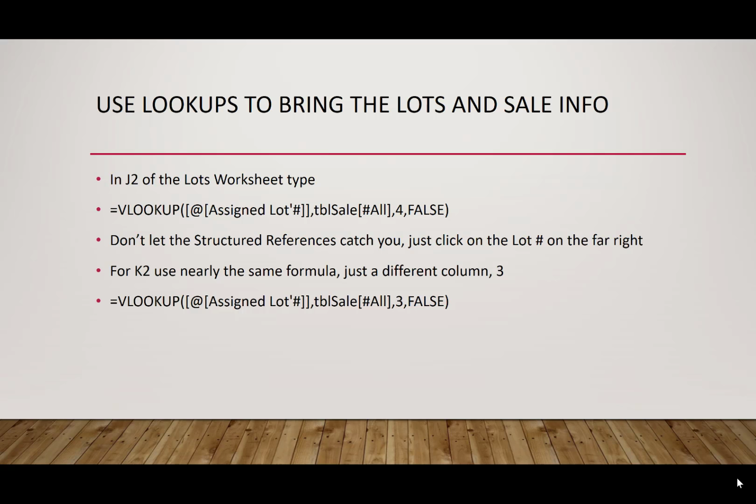Just click on the individual cells rather than typing this out to get this right. Now for K2 we use nearly this exact same formula, just a different column to bring back the results. In that case, we're going to use column 3 of the same table for sales. And again, it will be false. Let's give this one a try then.